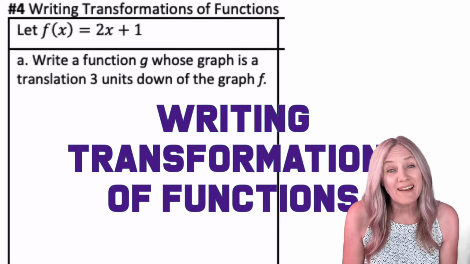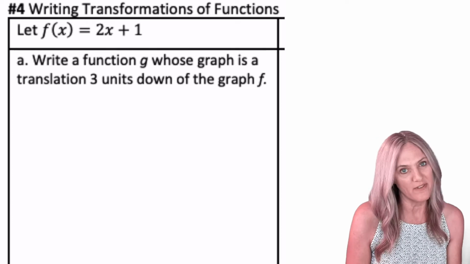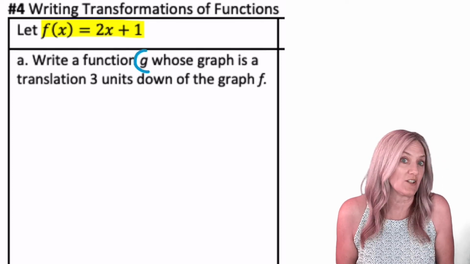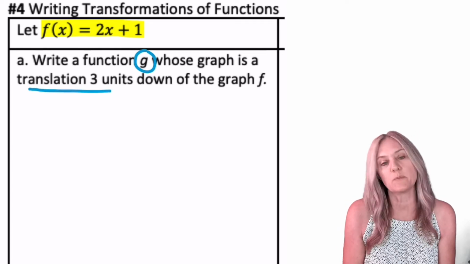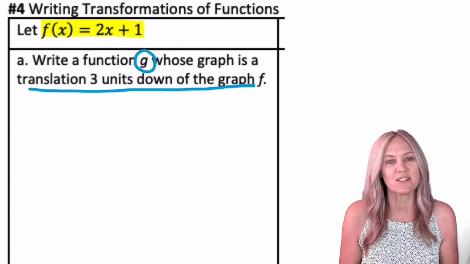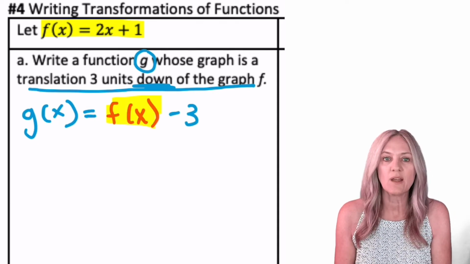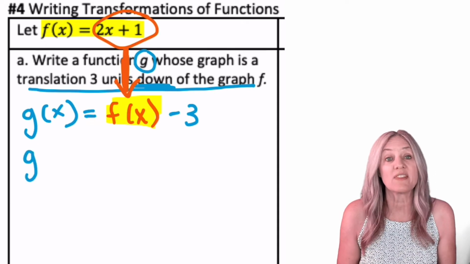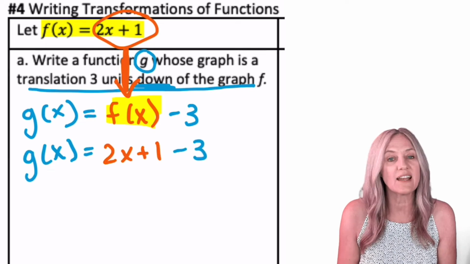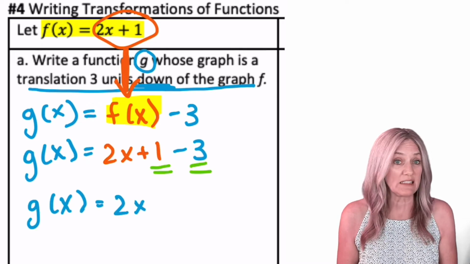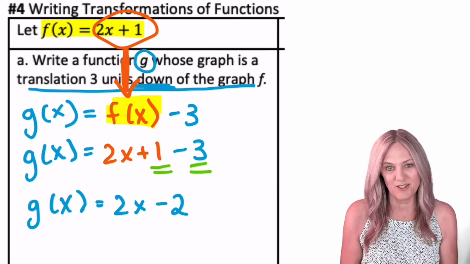Let's practice writing transformations of a variety of functions. Given this function f of x, we want to write a new function g where f of x has been translated down 3 units. So g of x equals f of x minus 3. We can replace f of x with the expression for f of x and simplify. Our transformed function g of x equals 2x minus 2.